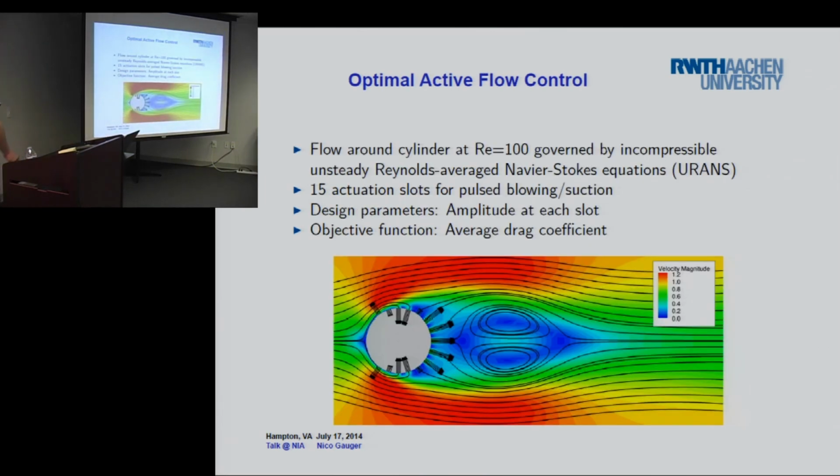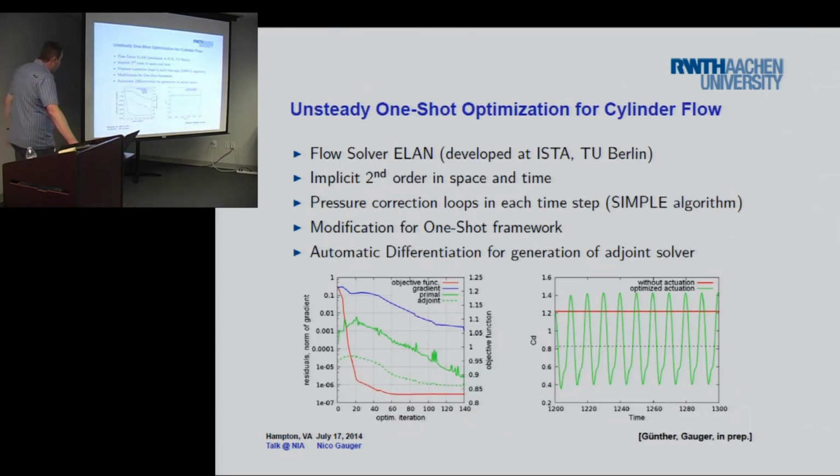And we have applied it for control on a cylinder. We have Kármán vortex shedding here. Then we have lift-induced drag, which we control by pulsed suction and blowing, and the amplitude of this pulsed suction and blowing is here the design variable. And the nice thing is, it works. The one-shot converges here nicely.